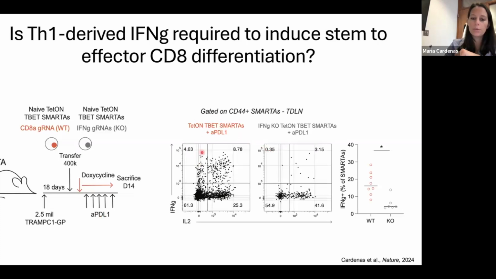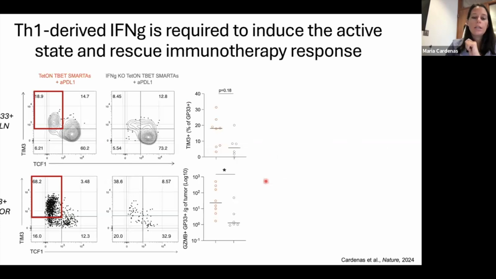And so wild-type TBET SMARTAs produce a lot of IL-2 and a lot of interferon gamma. Interferon gamma knockouts, although they produce a lot more IL-2, can't produce interferon gamma, and they can still differentiate into Th1s. And what we find within the endogenous CD8 T cell response is that when TET-ON TBET SMARTAs are present, and this is just a repeat of the previous experiment, we start undergoing effector differentiation within the draining lymph node. We get a huge tumor effector response.